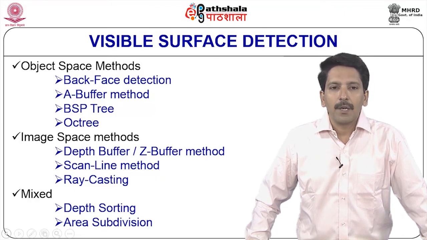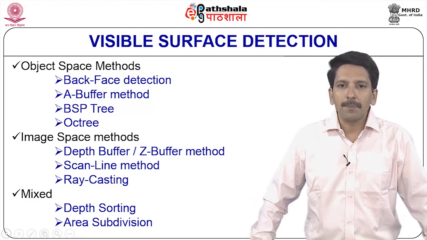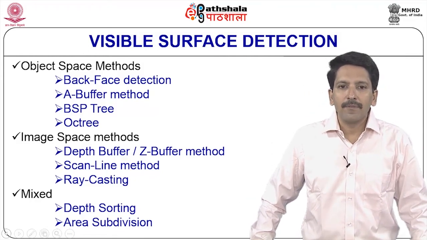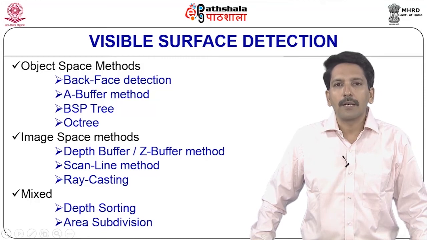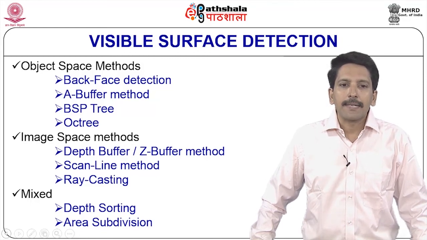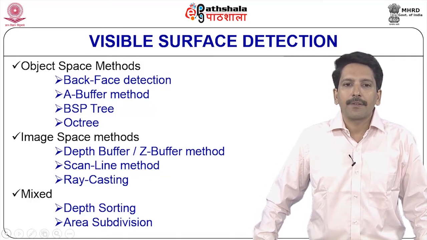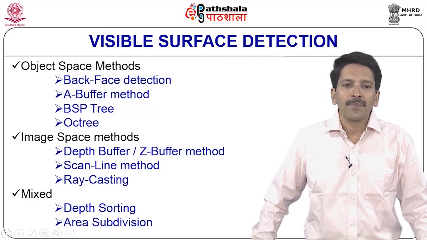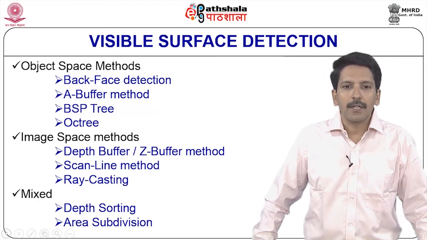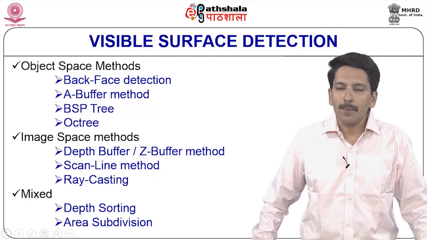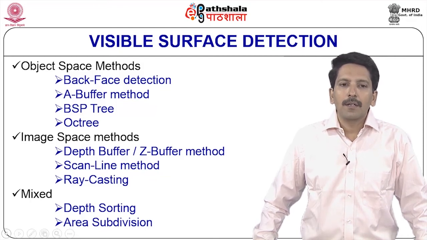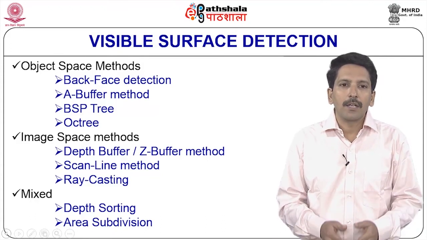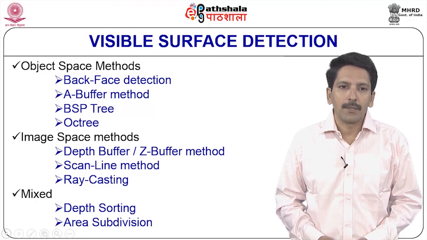The other class of methods are image space methods. The depth buffer method is a famous example, and in literature it is also popularly referred to as the Z buffer method. The scanline method and ray casting are also techniques used in image space methods for visible surface detection. And finally, the mixed methods, depth sorting and area subdivision, are more complex methods. We will not focus on them in this session, but we will focus on at least one example each of the object space and image space methods.